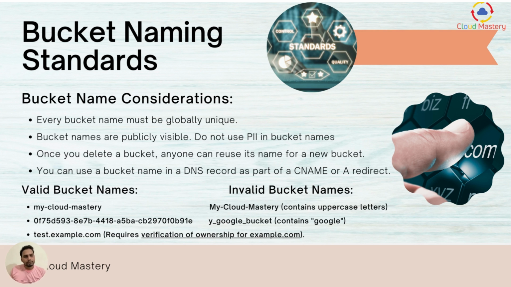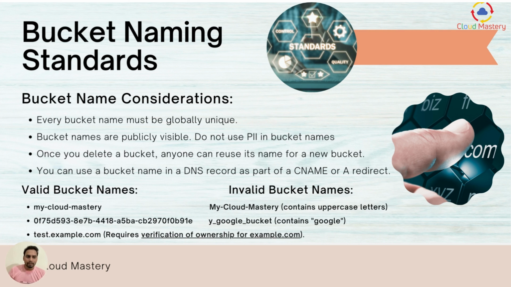You can use a bucket name in a DNS record, meaning that in case you have created a bucket like a DNS bucket, you can use that bucket name within a DNS record. So as part of a CNAME, which is basically a canonical name, you can use the DNS bucket name. So there is a different concept, DNS buckets. I will create a different video on how we can create a DNS bucket within GCS.